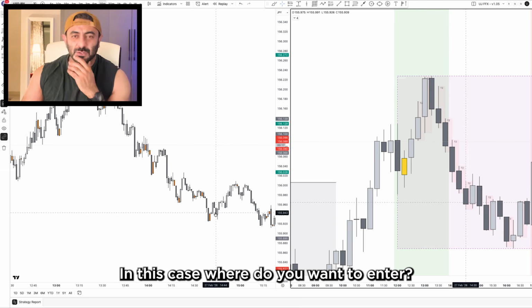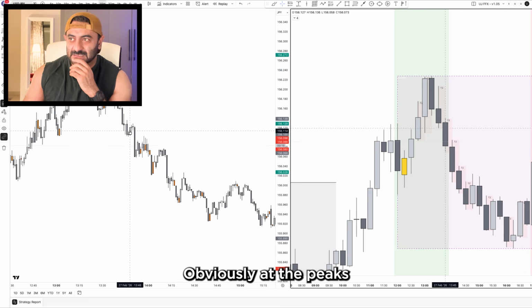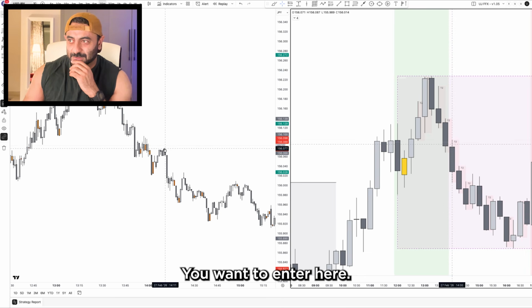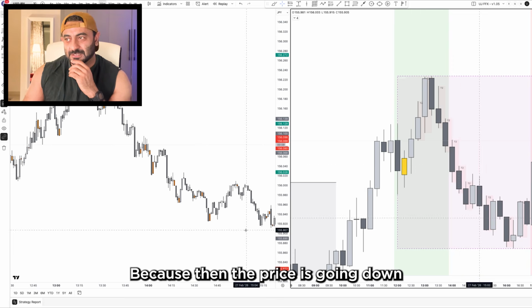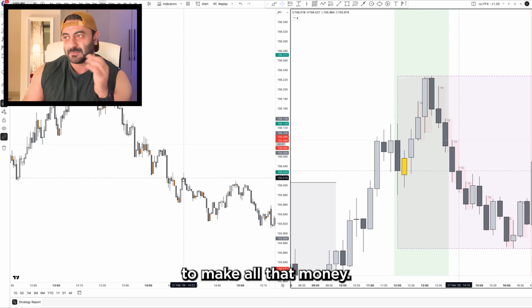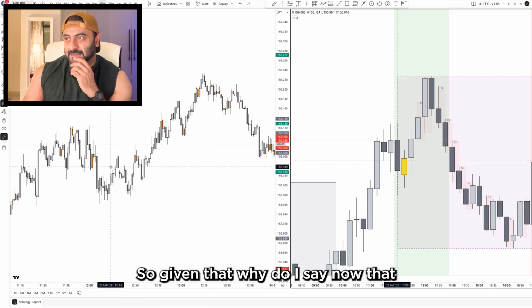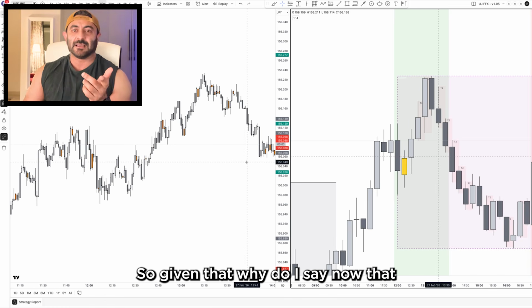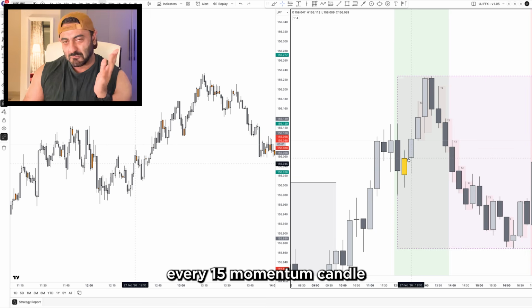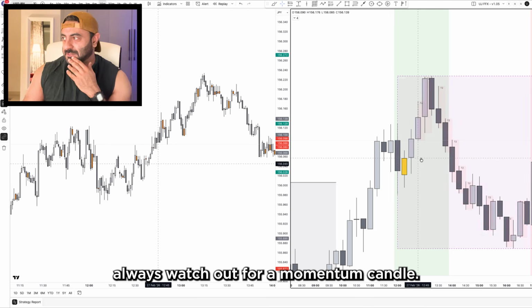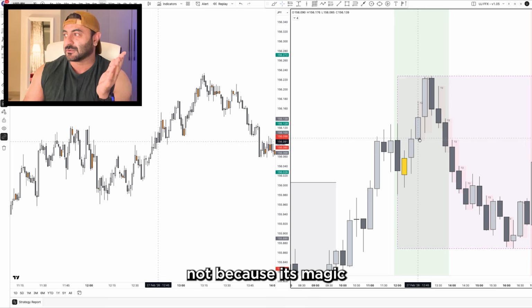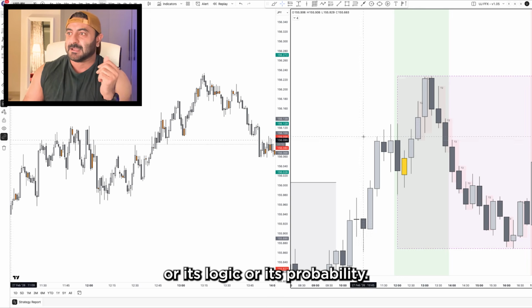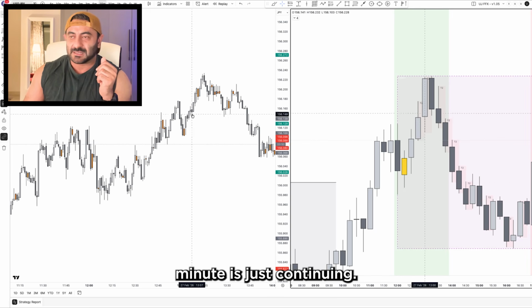In this case, where do you want to enter? Obviously at the peaks, you want to enter here, you want to enter here, you want to enter here, right? The pullbacks, because then the price is going down and you got in at the best possible price to make all that money. So given that, why do I say that every 15 momentum candle, always watch out for a momentum candle, because then it gets followed by a momentum candle, not because it's magic or it's logic or it's probability, but because the trend on the 1 minute is just continuing.